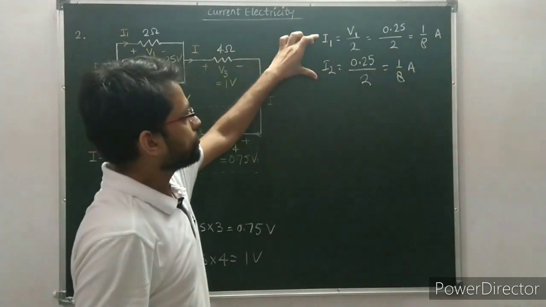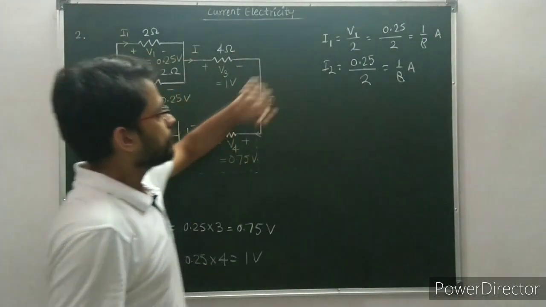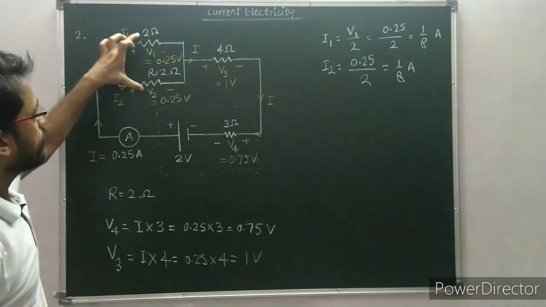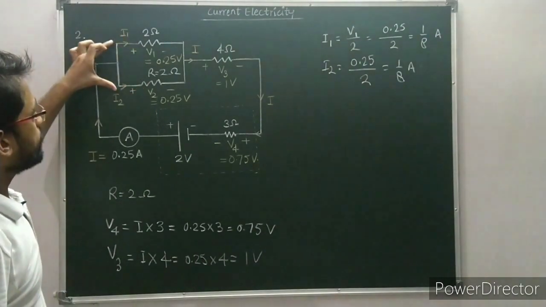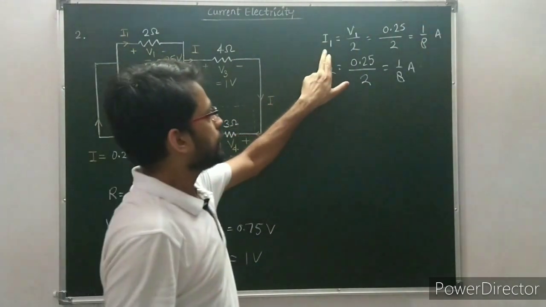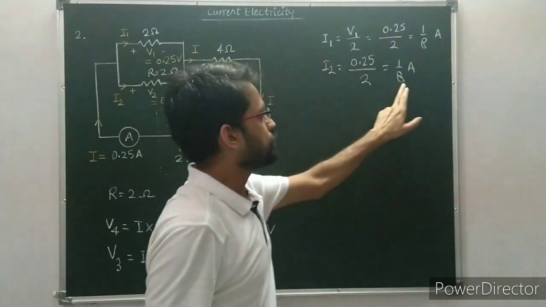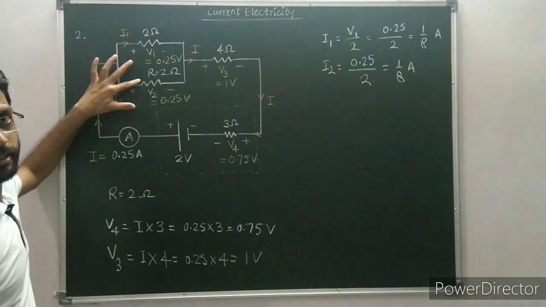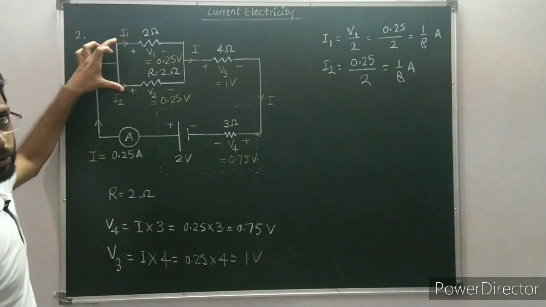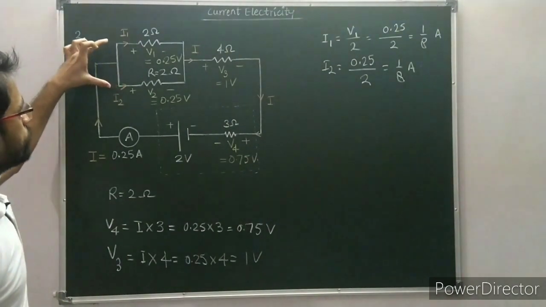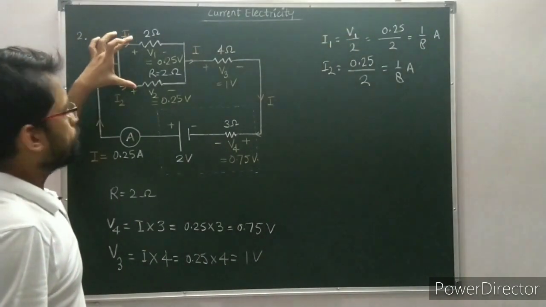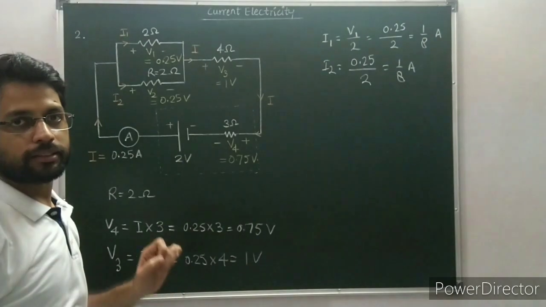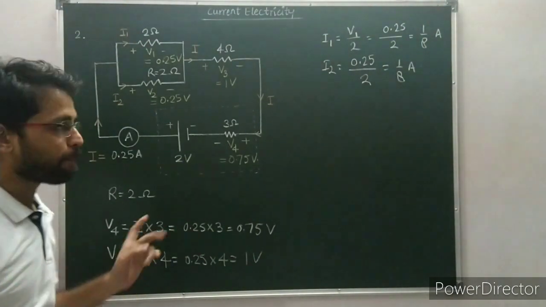So it is clear from this calculation that when resistances are equal in a parallel circuit, then current divides equally. See, I1 is equals to 1 by 8, I2 is equals to 1 by 8. Why? Because the resistances are equal in the parallel circuit. So this point is to be noted that in a parallel circuit, when resistances are equal, then the current divides equally. Okay, note it down.